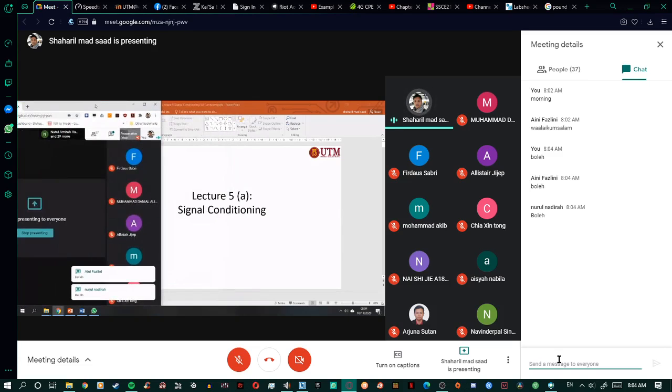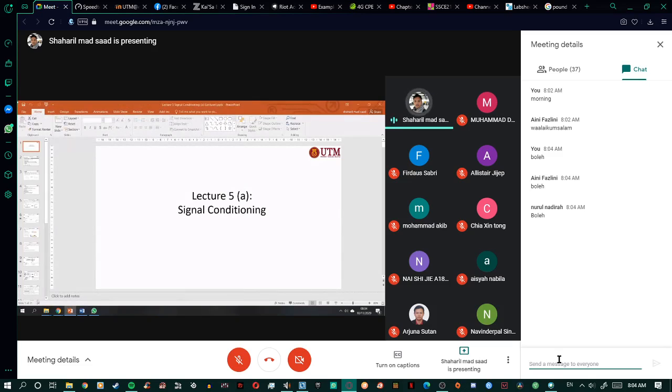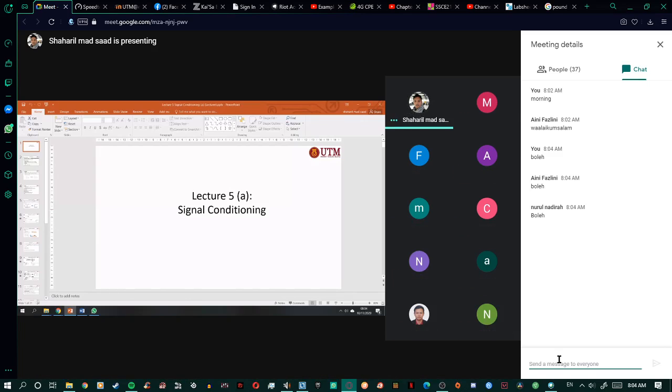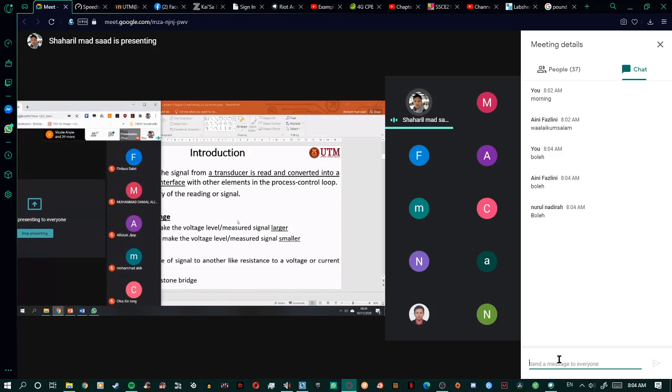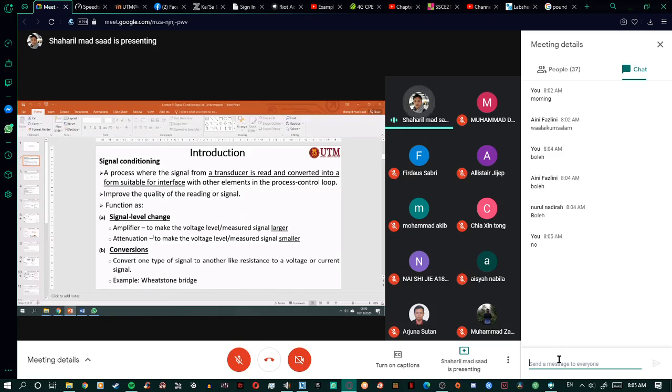Alright, good. So, signal conditioning. This one you have learned before in your electronic subject, right? It talks about the op-amp. There are two parts for signal conditioning, which is part A and part B. So let's look for a little bit. Introduction, signal level change. Have you learned this topic before? Not yet? Okay, good.